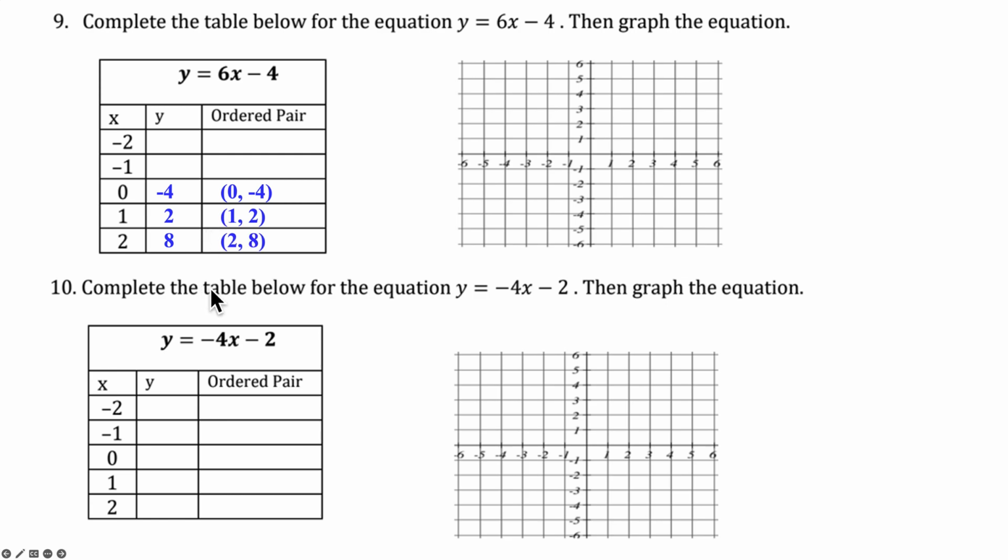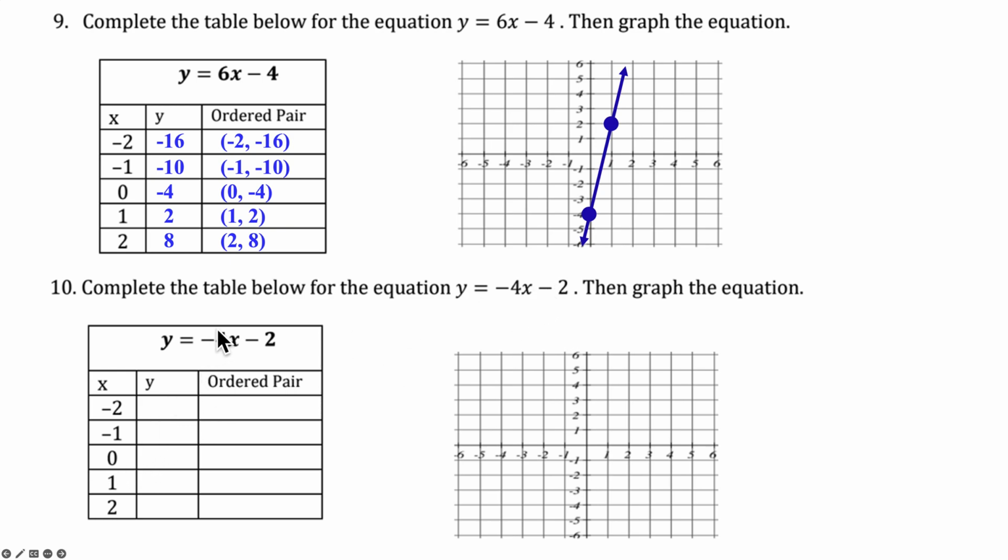So 2, 8. So if you notice here, my y's are increasing by 6 as my x's increased by 1. So if I'm now going to go backwards, I'm going to decrease by 1, then I want to subtract by 6. So negative 4 minus 6 is negative 10. Negative 10 minus 6 is negative 16. And there's all my points. Well, these points that we can plot are 0, negative 4, and 1, 2, and that's all we can plot. Draw my line.